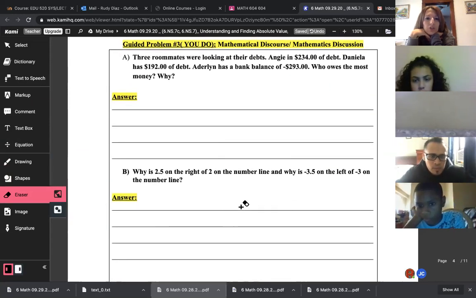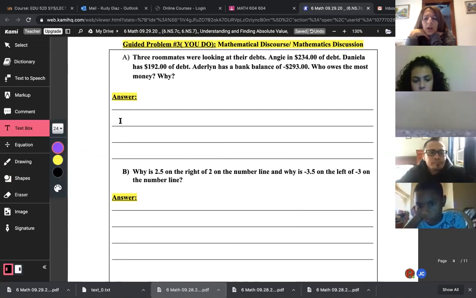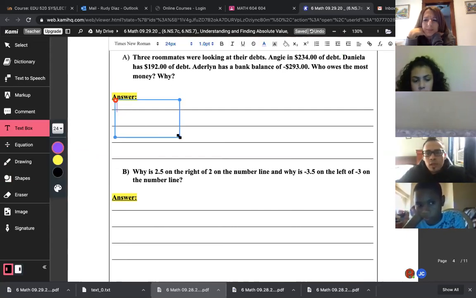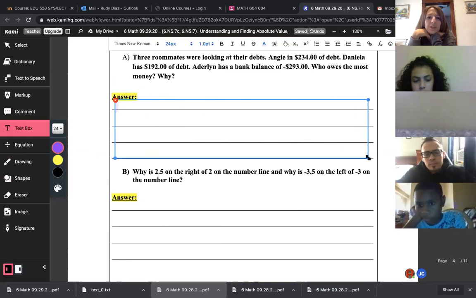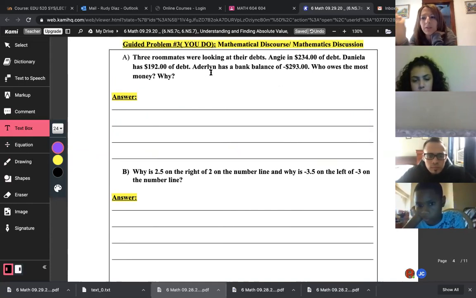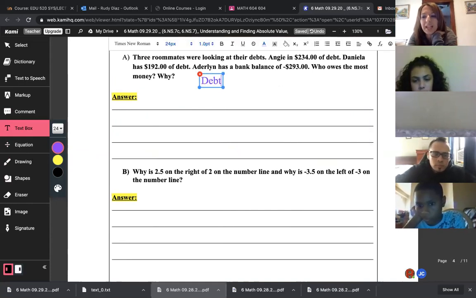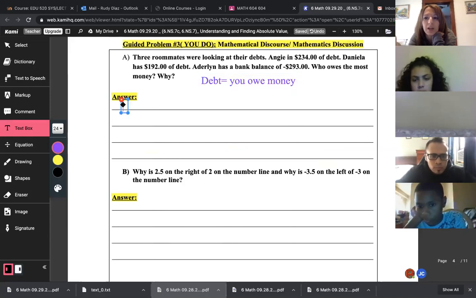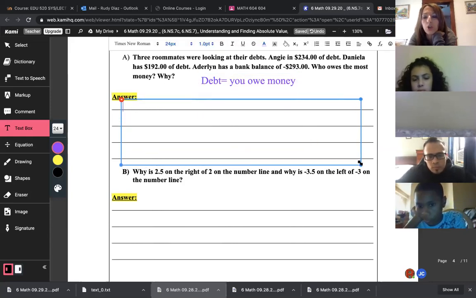All right. This is Miss Canella's turn. Go, Miss Canella. Who's doing the problem with me? Juliana. So 3 roommates are looking at their debts. Debt is money we owe. We're in the negative when we have a debt. When you take out a loan, you're in debt. You have to pay it back. So Angie has $234 in debt, so she owes us $234. Daniela owes us $192. And Ardelin owes us $293.